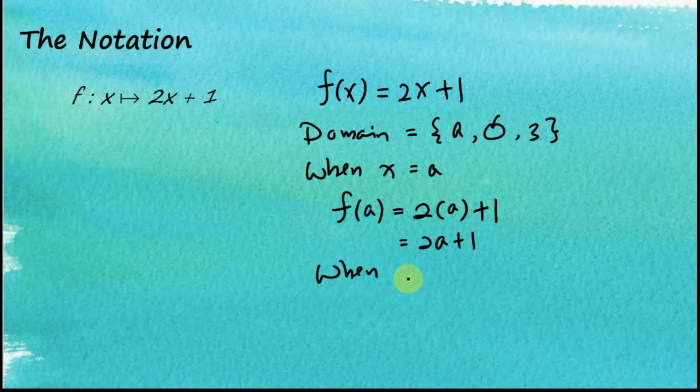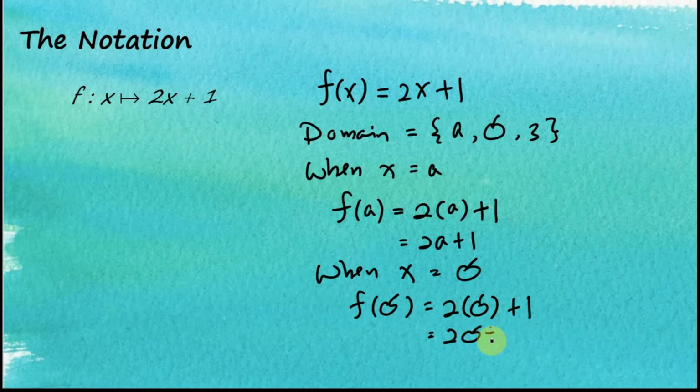So when x equal to apple, then we are going to do the same thing. It becomes f of apple, and this is equal to 2, normally we put the brackets, 2 apples plus 1, or this is equal to 2 apples plus 1. So if the object is apple, this is how we write the functions.